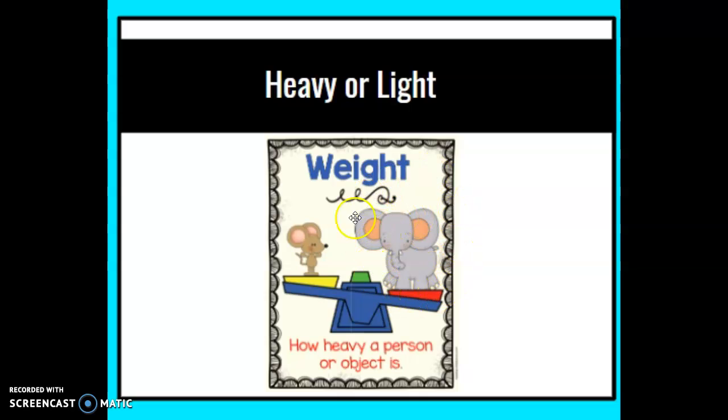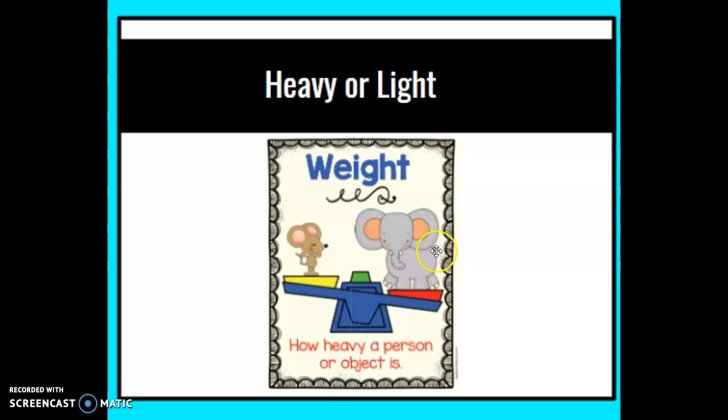This animal, the elephant, is heavy. Can you say heavy? Great job. Here is our mouse. Our mouse is light. Can you say light? Great work. So we know the words now, heavy and light.